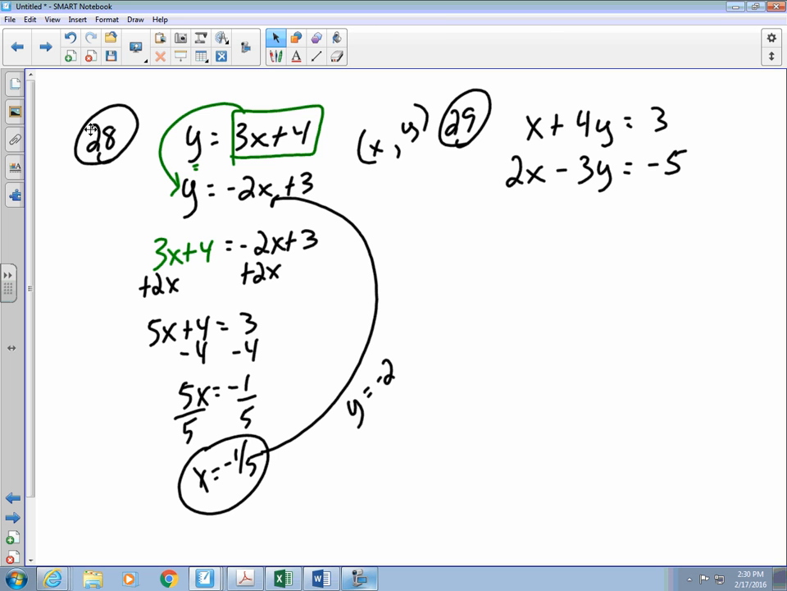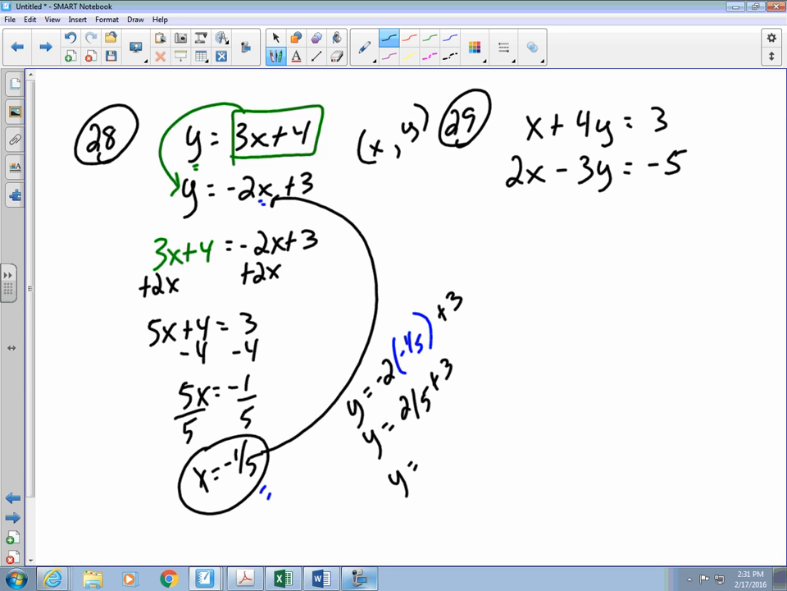I'll put this substitution maybe in blue. So since x is negative 1/5, I'm going to put negative 1/5 right there, plus 3. Alright, so now I have 2/5 plus 3, which is 3 and 2/5. Okay? And that is the solution. Alright, that ordered pair: negative 1/5, 3 and 2/5.